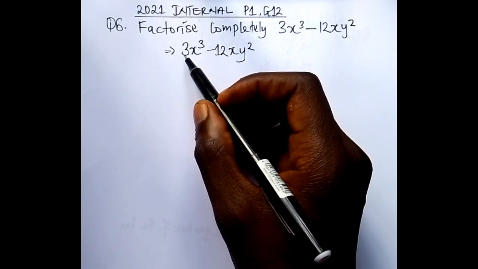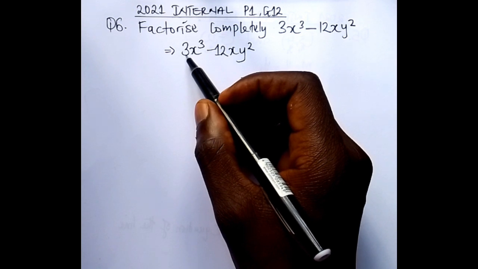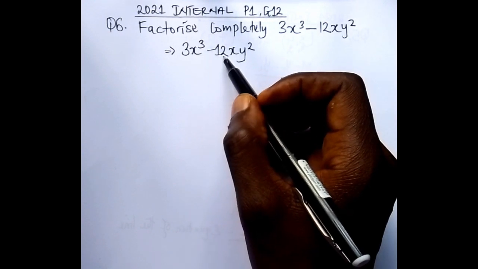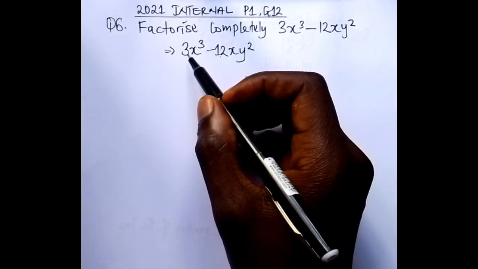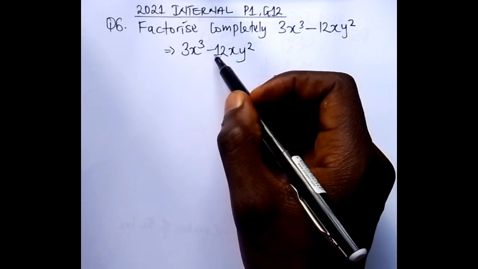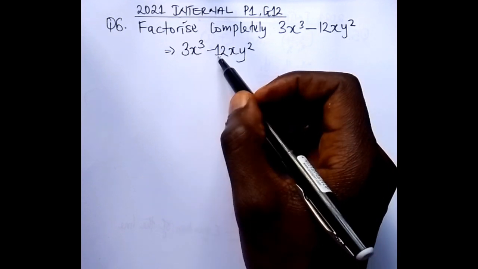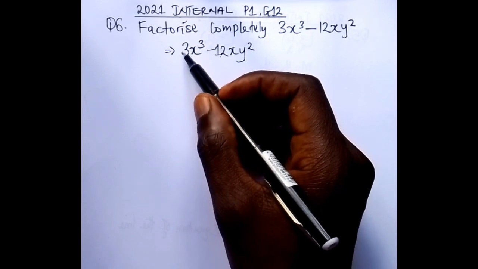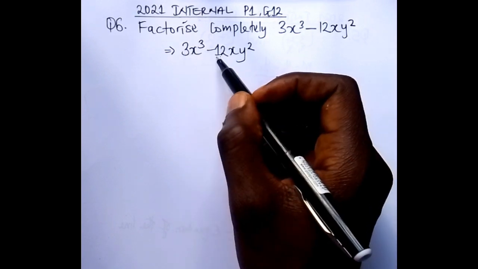If we look at the numbers first, the first term has 3, then the second term has 12. So what number can go into 3 and 12? The number that can go into 3 and 12 is just 3 itself. So for the numbers, 3 is common.